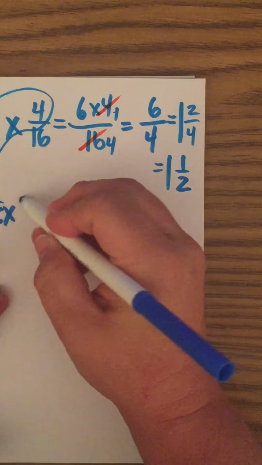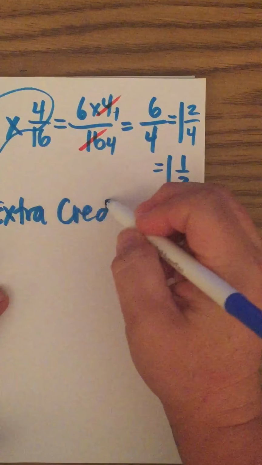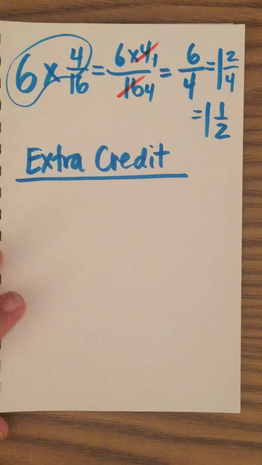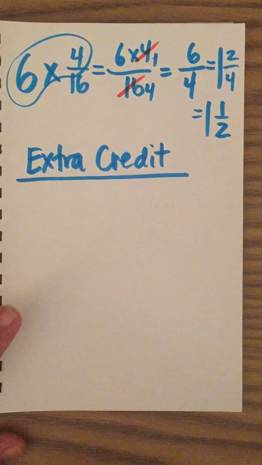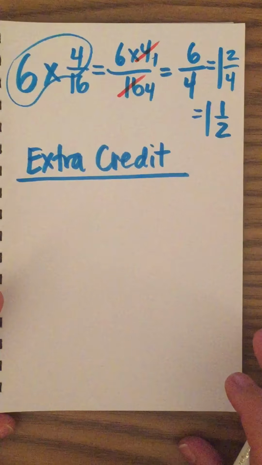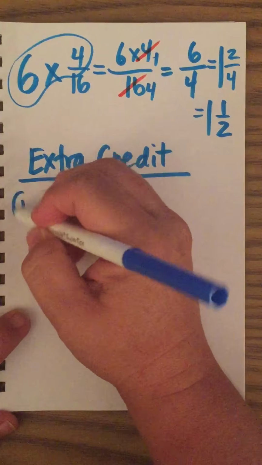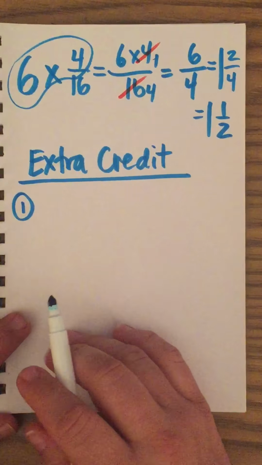Now I'm going to give you 3 problems. So for extra credit. So get a new piece of paper. Go run and get a new piece of paper. I'm going to write down 3 problems. I want you to solve them just the way we were solving them. You can always go back and watch the video if you need. You can watch this video over again if you need more help.